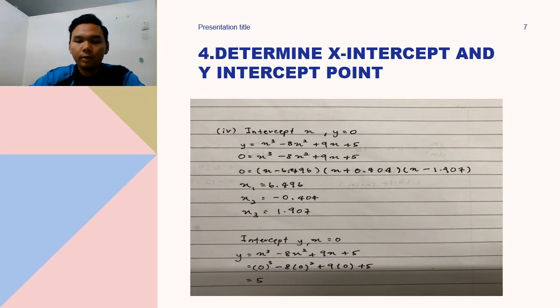For the y-intercept, x equals 0, so y equals x power of 3 minus 8x power of 2 plus 9x plus 5. So we change the x to 0. After that we get bracket 0 close bracket power of 3 minus 8 bracket 0 close bracket power of 2 plus 9 bracket 0 close bracket plus 5. We got the answer 5.